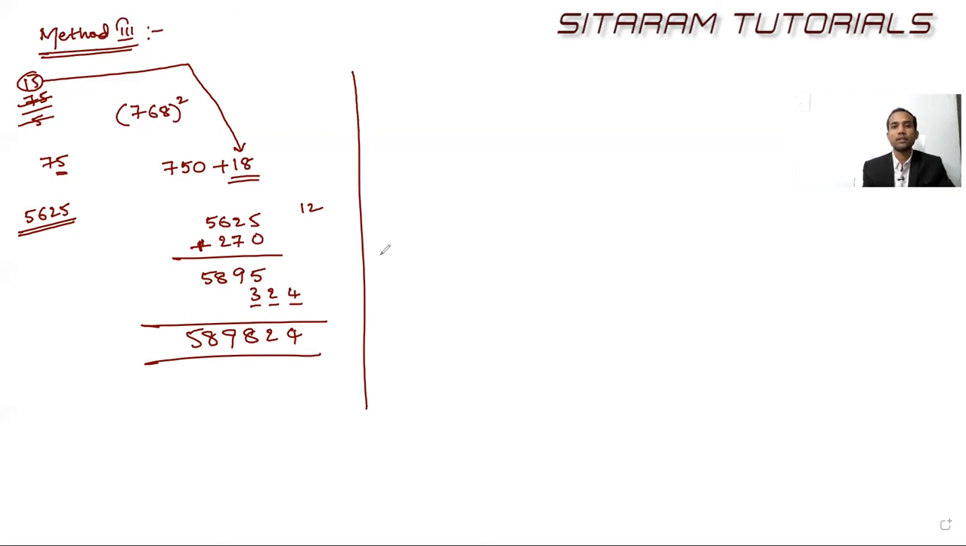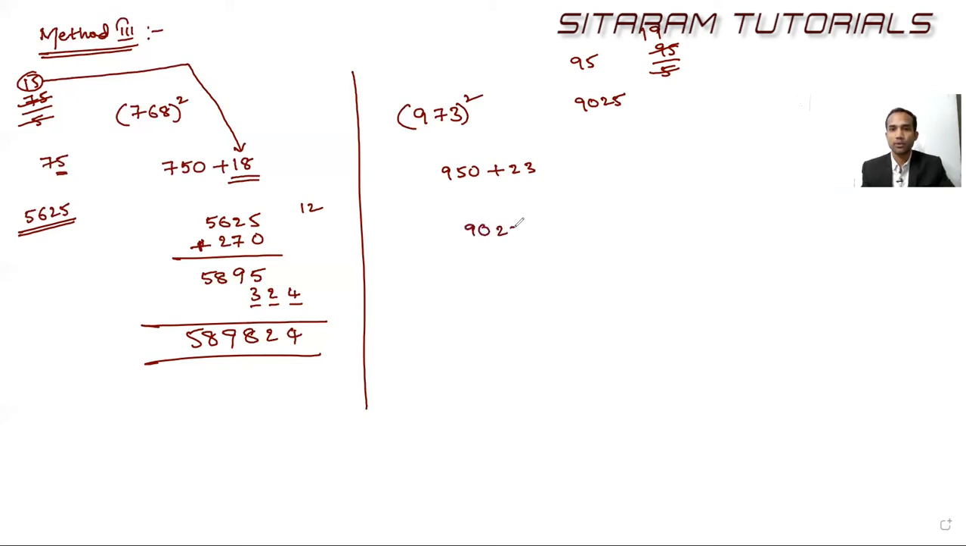So let us take one more example and we'll do a little faster. 973, we take the whole square. 973 is 23 more than 950. 95 whole square, if you take, is 9025. 95 divided by 5, if you take, this will be 19. 19 is the key number. 19 should be multiplied with 23.